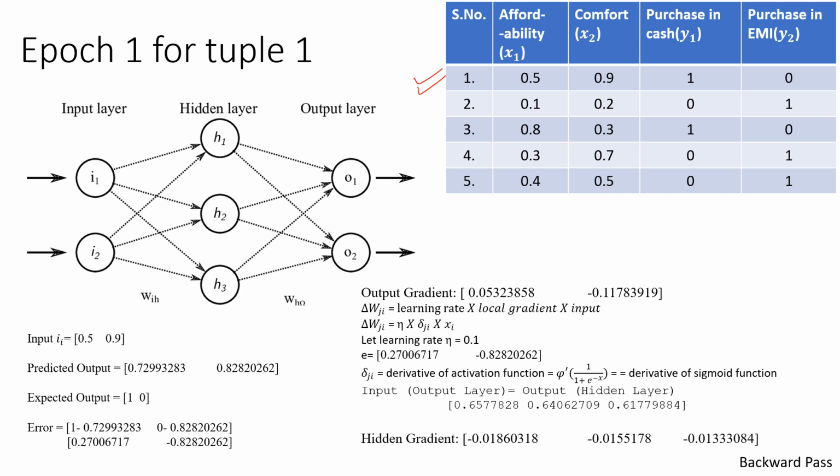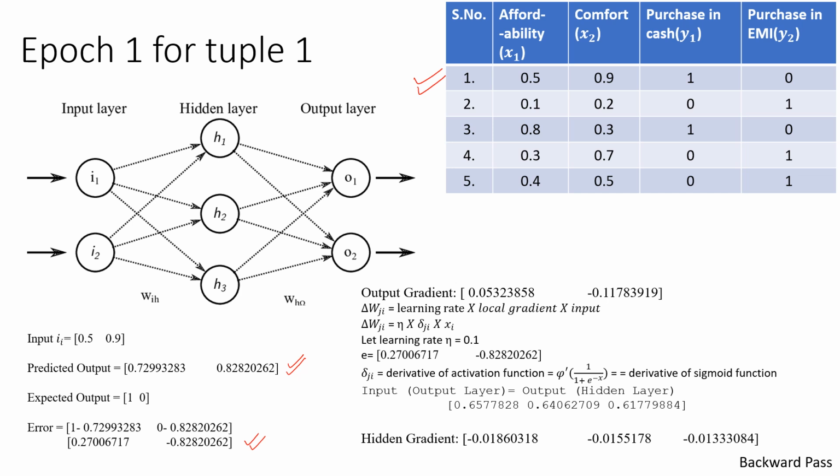This is the input we have presented. Then we have the weighted sum and activation function, and after applying them we got this predicted output at the output neuron. This is my expected output. Subtracting the expected output from the predicted one, I get the error. Using this error, I can calculate the local gradient.